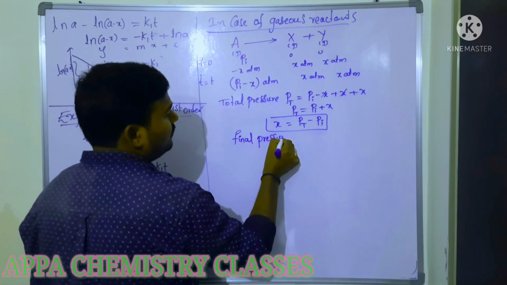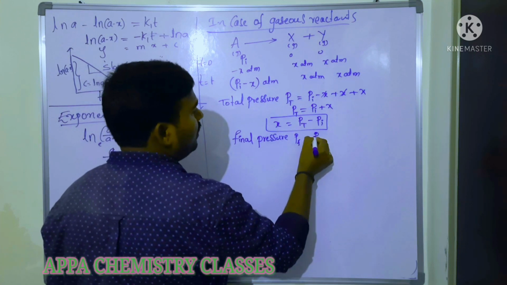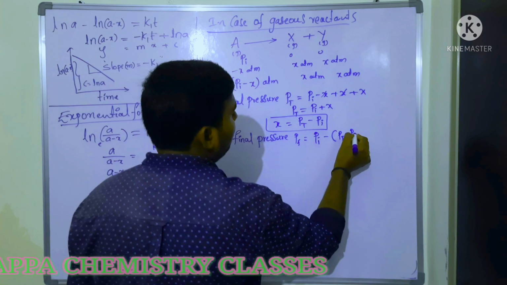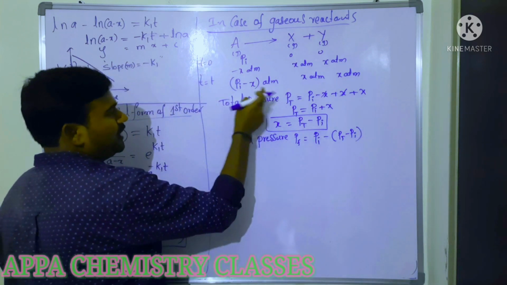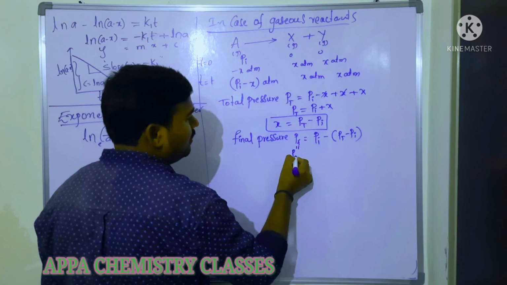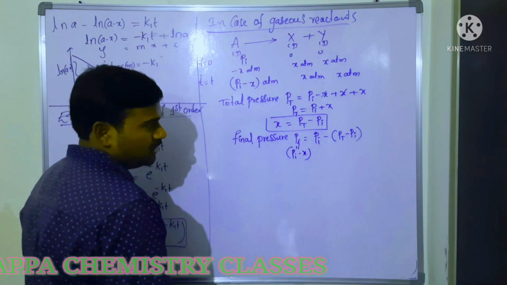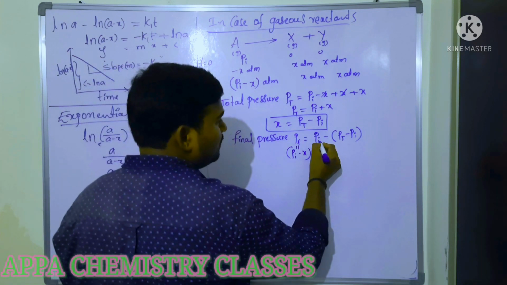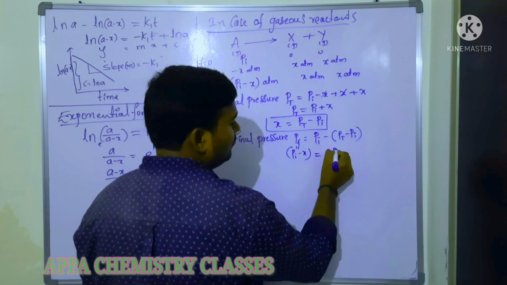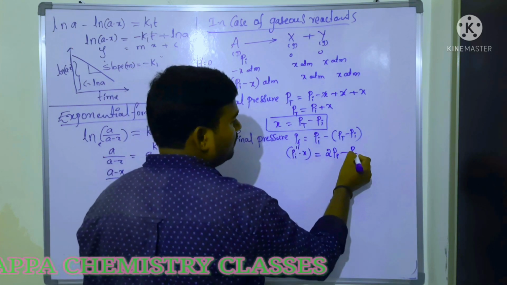Final pressure after time T. After time T, that is Pi minus, Pt minus Pi. Since Pi minus X, final pressure is nothing but Pi minus X. In place of X value, I am substituting that. Then it becomes Pi minus of minus, plus 2Pi, that is 2Pi minus Pt.